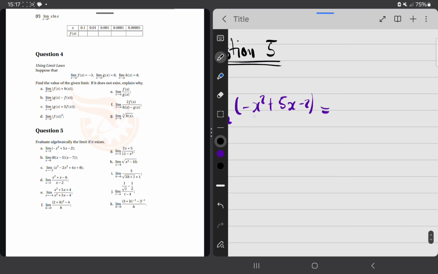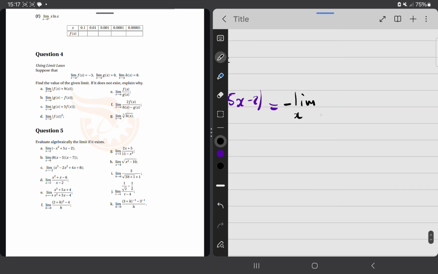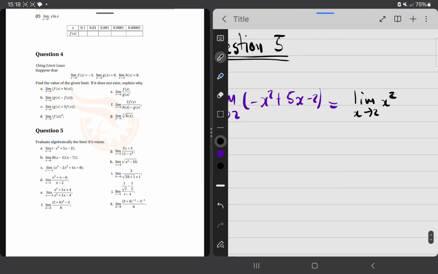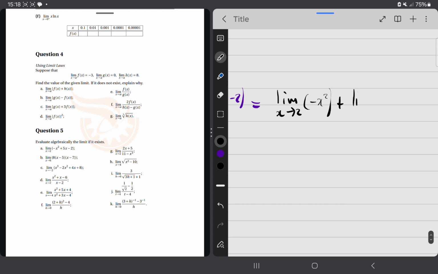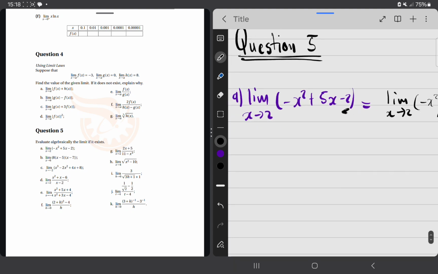Here's the longer way. We get the limits of everything individually. We say the limit of negative x squared as x approaches 2, then plus the limit as x approaches 2 of 5x, then minus the limit as x approaches 2 of 2, because the last term is the 2 here.